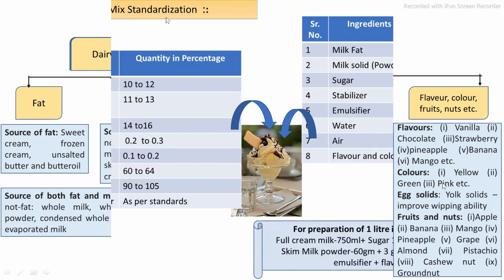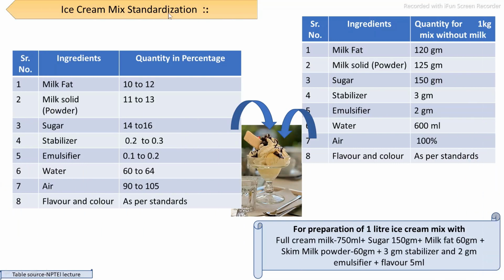These are the examples. As per the specification, we must consider some parameters: the final fat content, final protein content, and the total solids percentage. Also, to prepare good quality ice cream, we must add the proper stabilizing and emulsifying agents, along with the addition of air. This table gives an example of the proportion of ingredients along with the percentage. If we use this proper proportion, then finally we get the standardized ice cream.